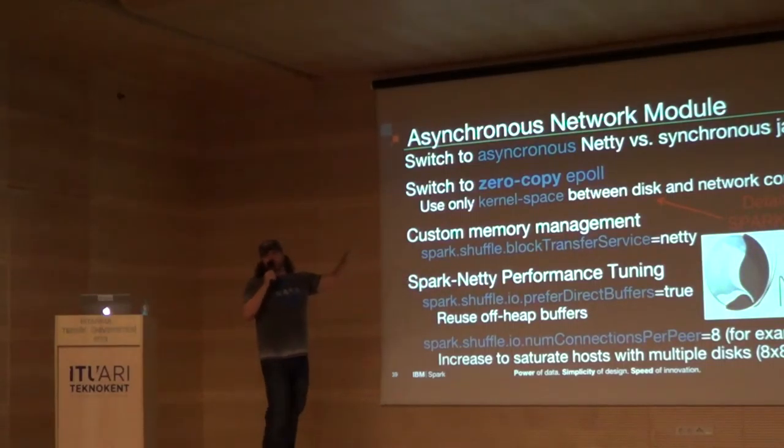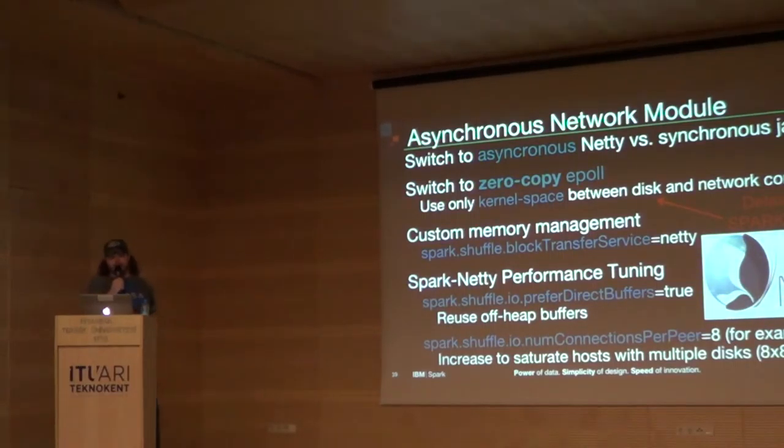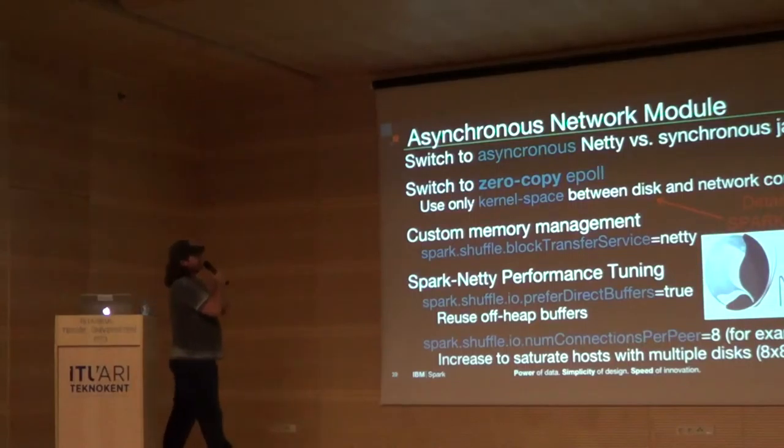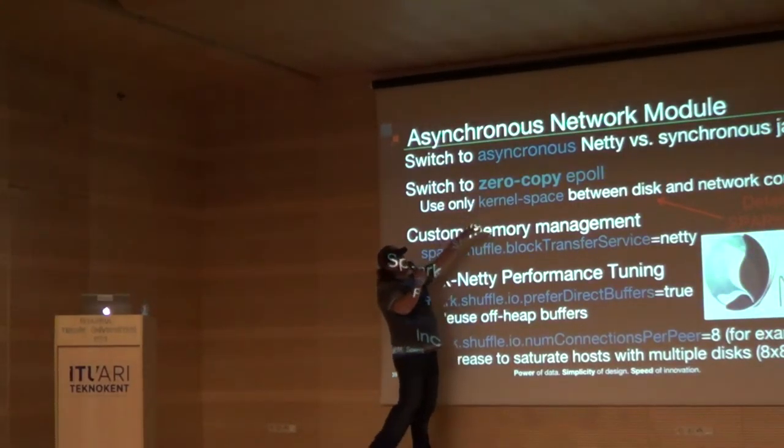So again, when Spark was first created, they just took whatever tools were available. Java NIO had tons of examples. It was really easy to get up and running, but by replacing this with the asynchronous Netty, and then switching to zero copy epoll. So this is important.